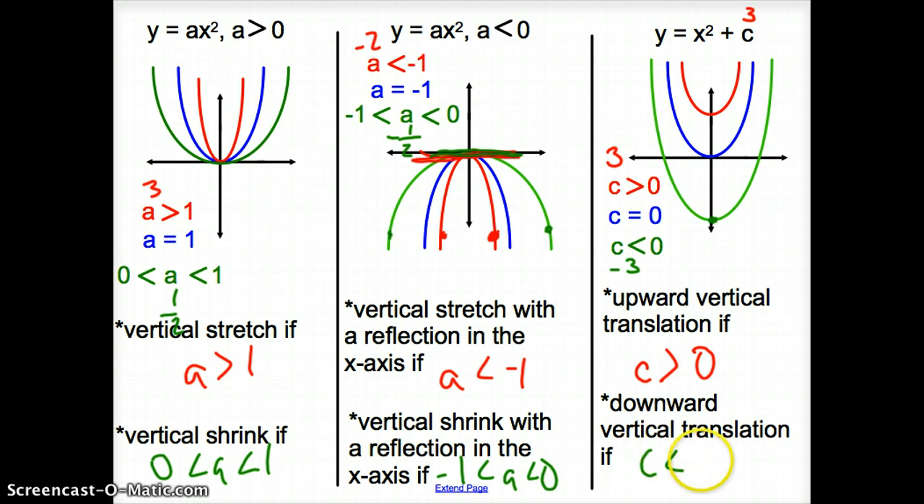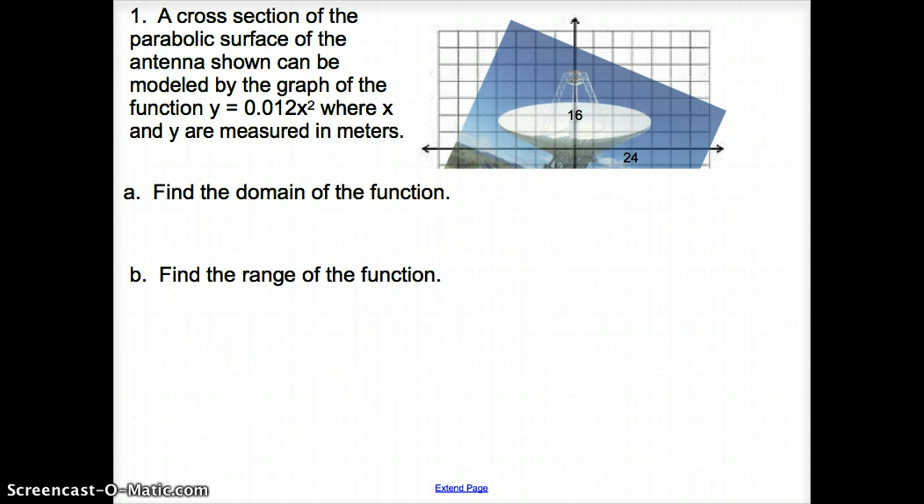So an upward vertical translation would be c is greater than 0, and a downward vertical translation would be c is less than 0. And finally, everybody's favorite word problem. You can go ahead and read it, and I'll read it for you. A cross-section of the parabolic surface of the antenna shown can be modeled by the graph of the function y equals 0.012x squared, where x and y are measured in meters. So part A, find the domain of the function.